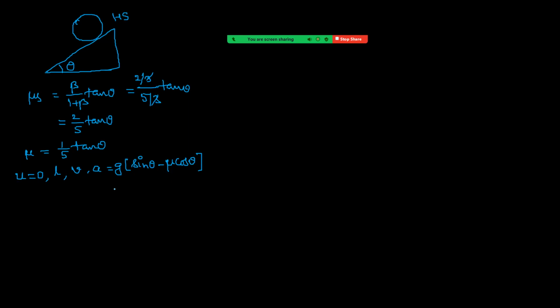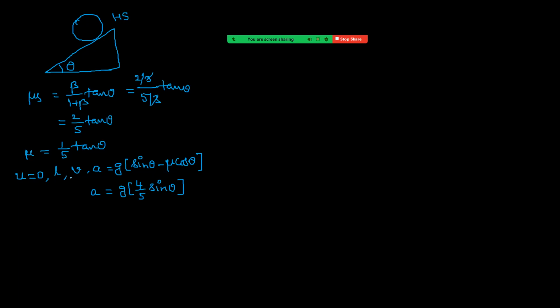Now substitute the value of mu, 1 by 5 tan theta. See how much we get. The a value is g into sine theta minus mu value 1 by 5 tan theta. Tan is sine by cos. Cos gets cancelled. Remaining 1 by 5 sine theta. It is 4 by 5 g sine theta. Okay. So we got the a value.